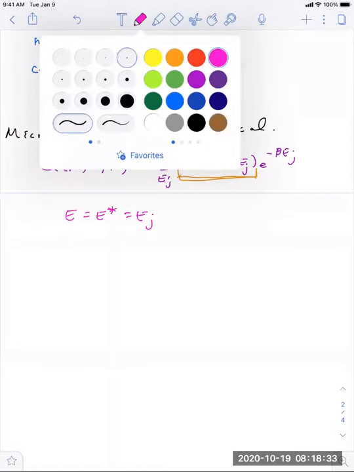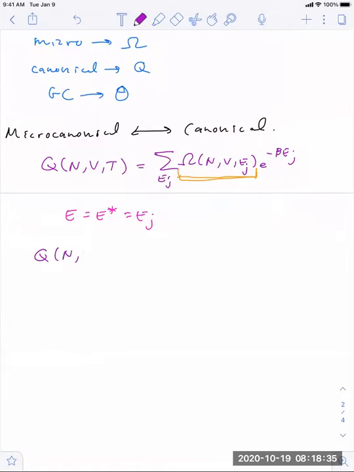So now I can rewrite Q, removing the sum, as just what is omega at this energy level, and then times the exponential of beta times that maximally probable energy.